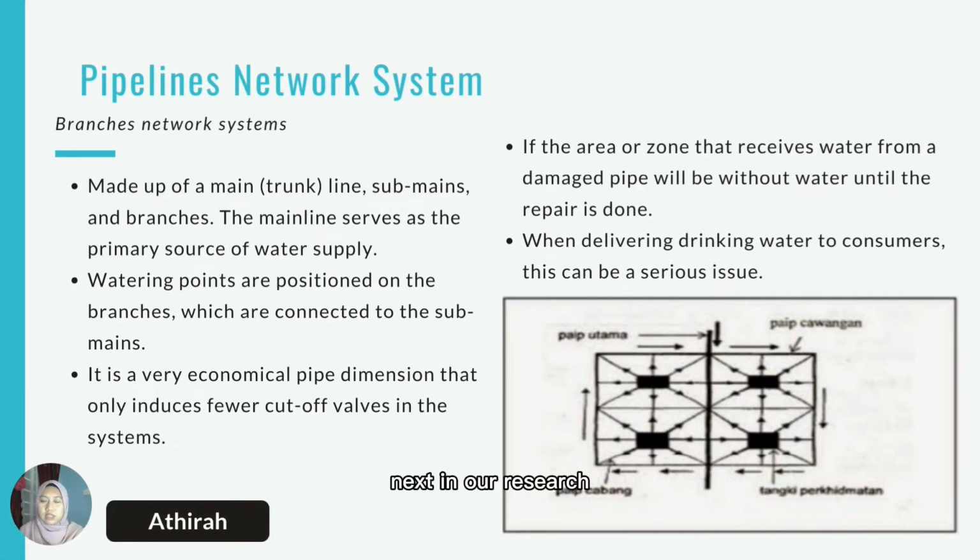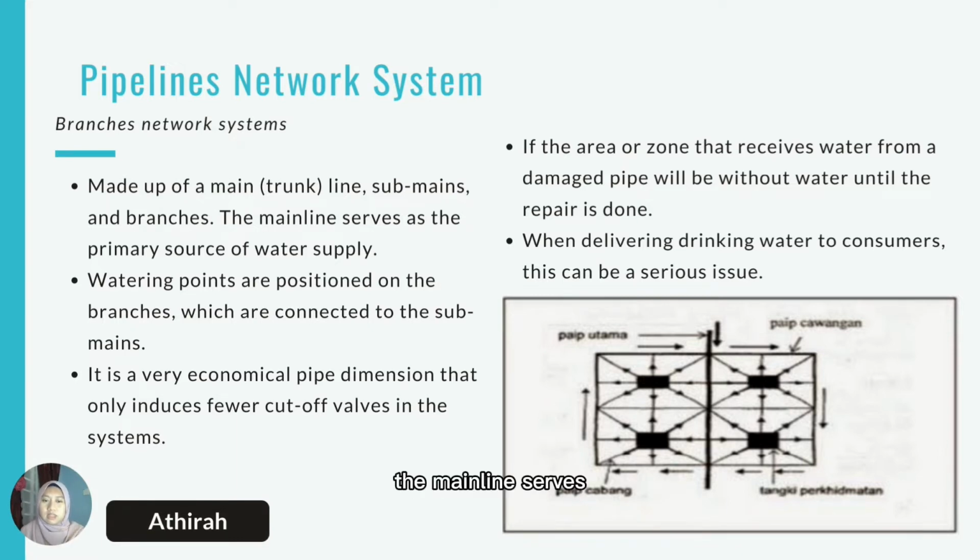Next, in our research, there are three types of distribution network types that have been used in water reticulation systems, which are the branch network systems, grid patterns with loop systems, and also the dead-end network systems. Firstly, we go to the branches network system. This network is analogous to a tree's branching and is made up of a main, which we know as trunk, mainline, submains, and also the branches.